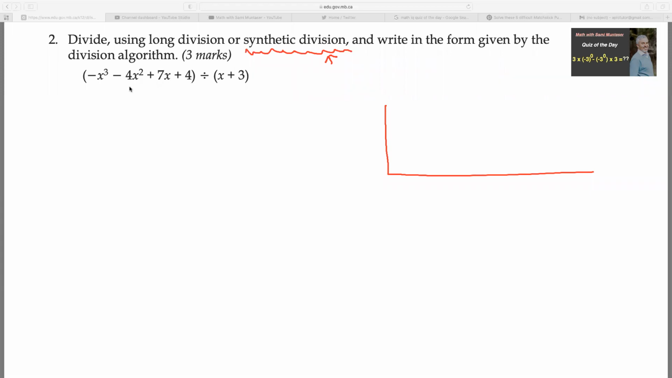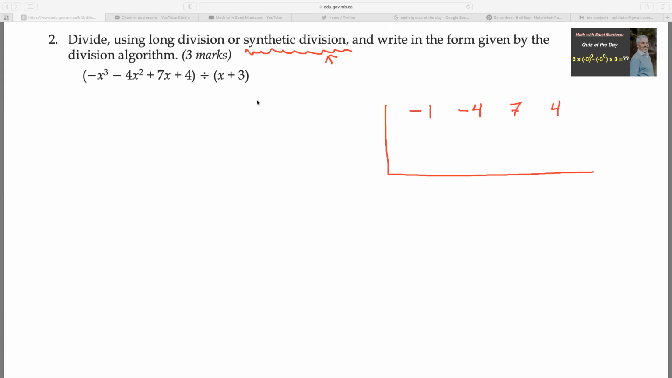Let's say there was a degree that's missing. Let's say that there was no negative 4x squared, just a jump from negative x cubed plus 7x plus 4. Then for the x squared, you have to make up the coefficient with a 0. So you go negative 1, 0, 7, 4. That's in case this wasn't there. But here you have the whole descending order of degrees, so you just list all your coefficients: negative 1, negative 4, 7, and 4.